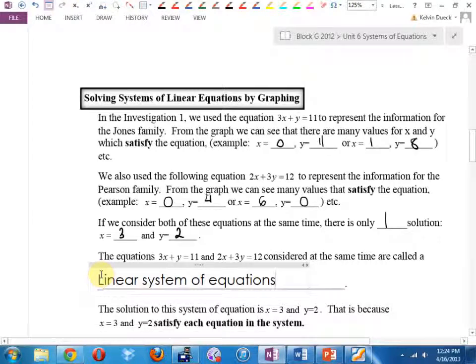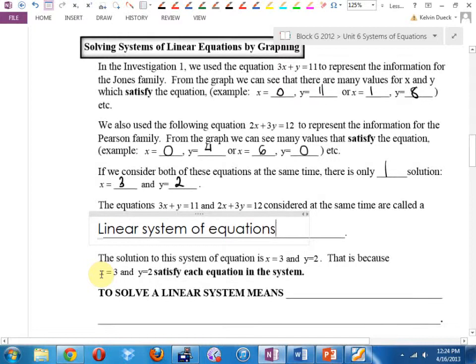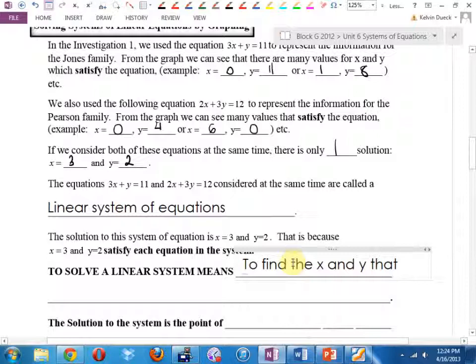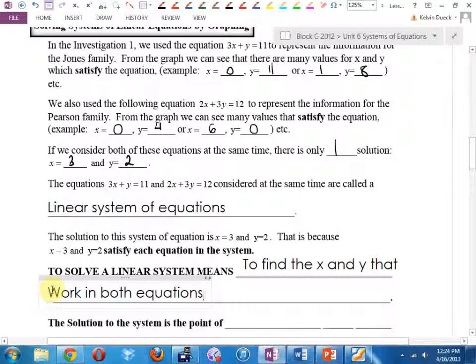Here, we're going to start out like this. The solution to this system is x equals 3 and y equals 2. That's because x equals 3 and y equals 2 satisfy each equation. So to solve a linear system means to find the x and y that work in both equations, that satisfy both equations.